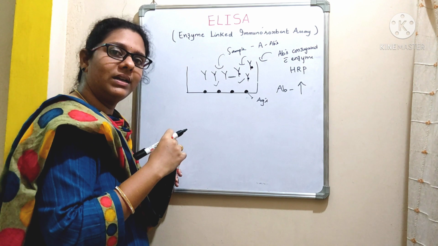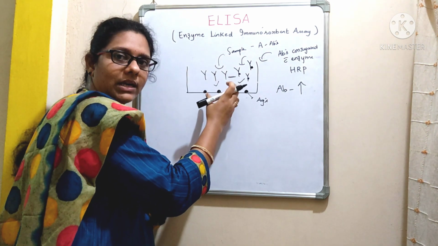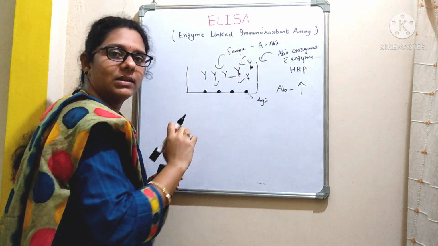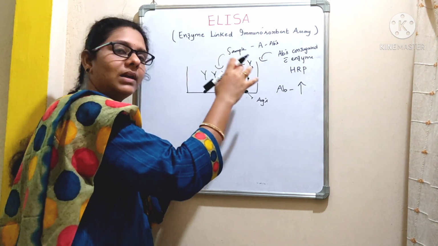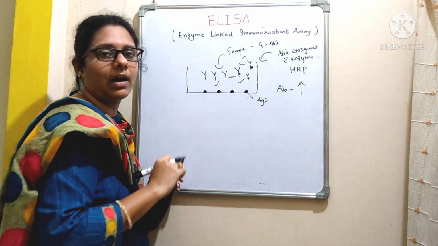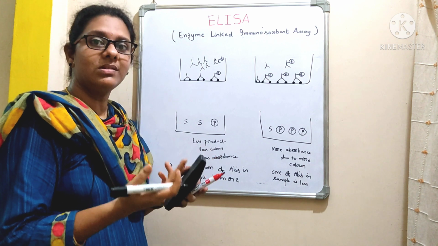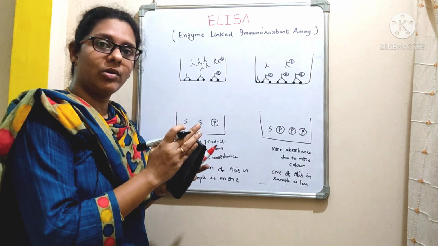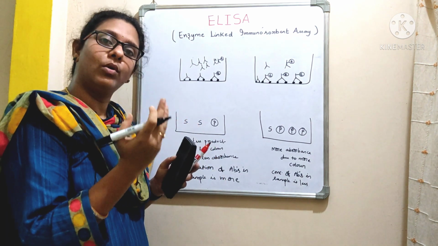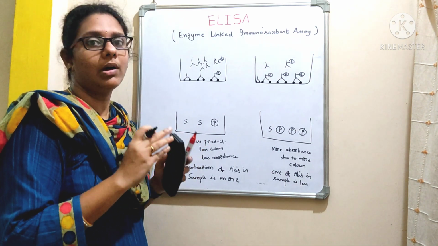So we need to detect which concentration is more, whether the antibodies present in the sample or the antibodies conjugated with the enzyme. That we need to find right now. We need to detect which concentration is more, whether the antibodies present in the sample are more or whether the antibodies conjugated with the enzyme are more.